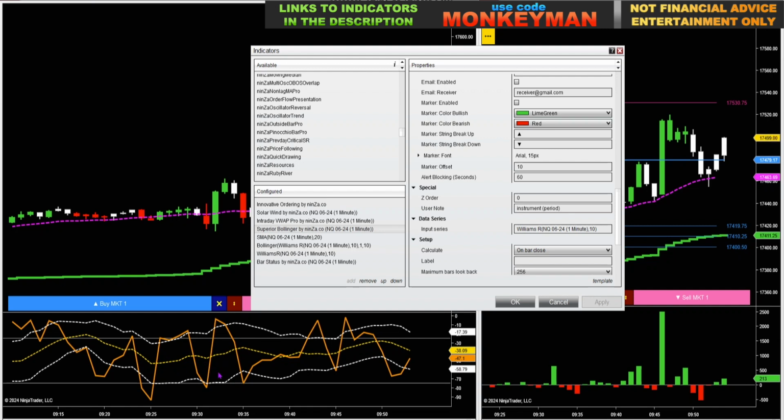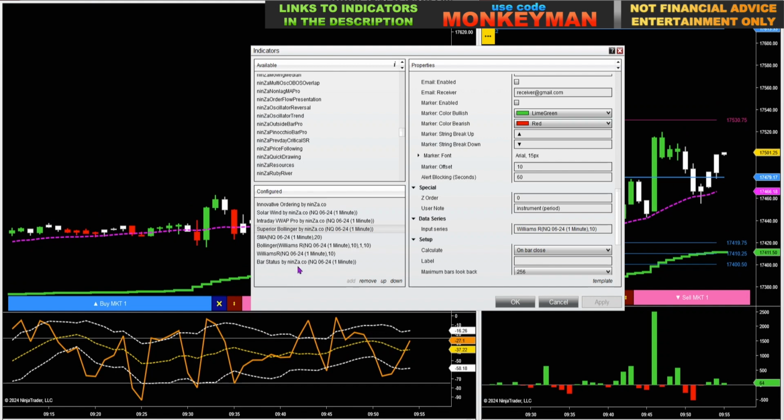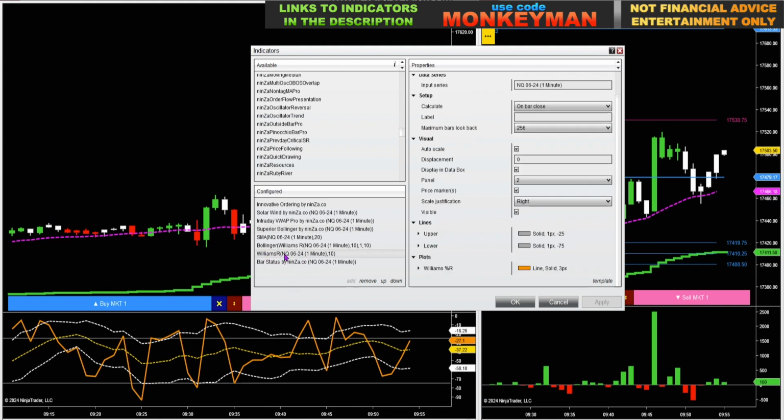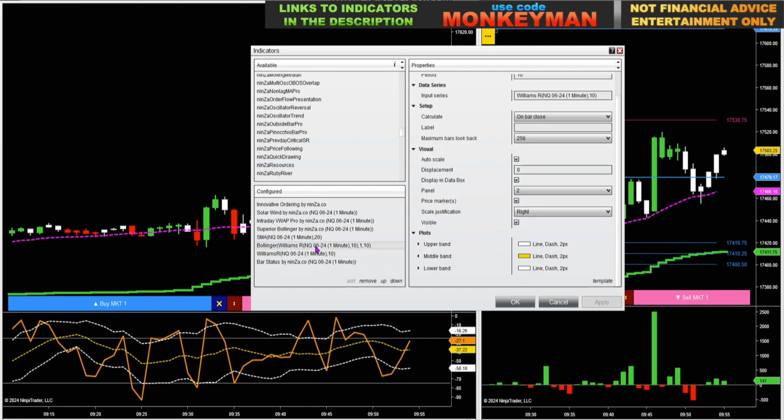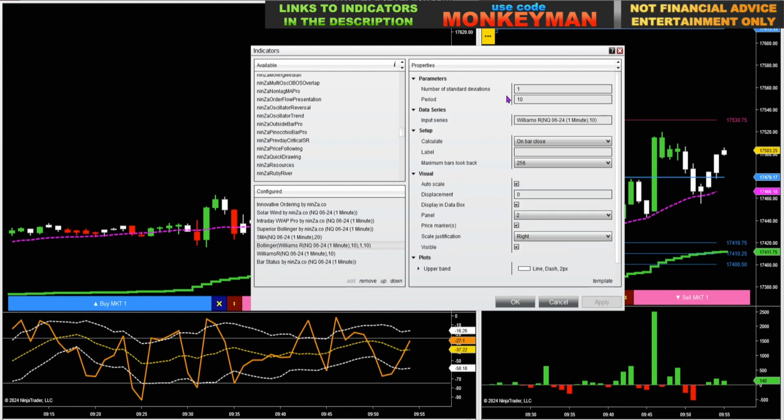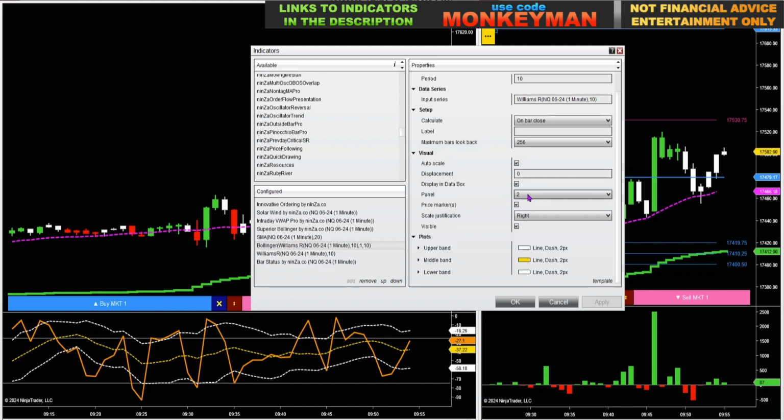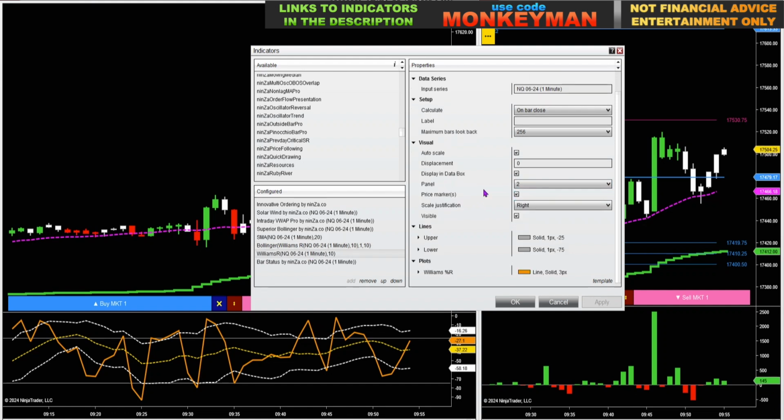And then I just put this on the chart for visual representation. If you wanted to use the free built-in NinjaTrader indicators, here's the Williams. Got it set to a period of 10. And then I've got the built-in Bollinger Bands, period of 10, standard deviation of 1. And then I just make sure I put the input series to the Williams, and also make sure that the Williams is a period of 10 as well. And then for the panel, I just want to make sure that this is in the same panel as the Williams indicator. So they're both in panel 2. And that's where we're getting this set up.